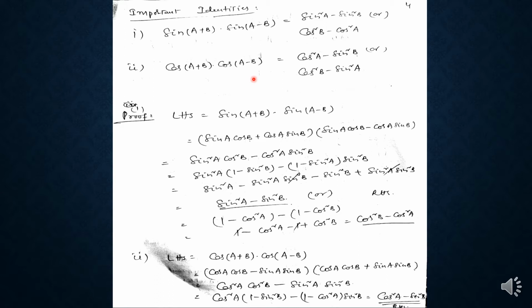Sin of a plus b is equal to sin a into cos b plus cos a into sin b. Cos of a plus b is equal to cos a into cos b minus sin a into sin b. Tan of a plus b is equal to tan a plus tan b by 1 minus tan a tan b. Cot of a plus b is equal to cot a into cot b minus 1 by cot a plus cot b.